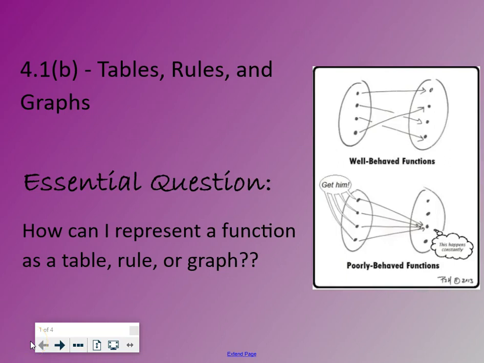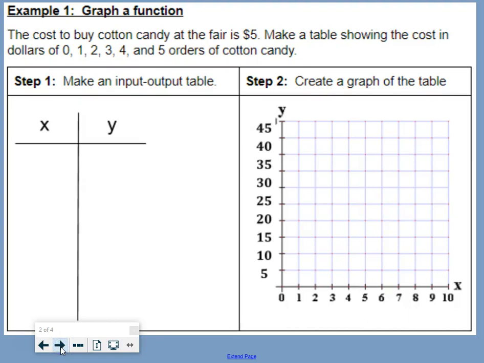Today our topic is tables, rules, and graphs. So our essential question is, how can I represent a function as a table, rule, or graph? Just going to jump right in here.